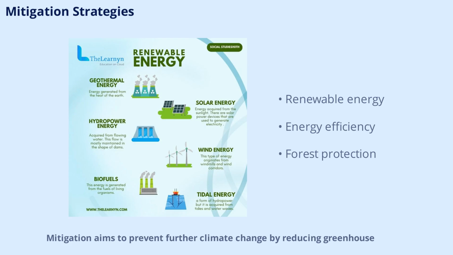Mitigation aims to prevent further climate change by reducing greenhouse gas emissions and increasing the planet's capacity to absorb these gases. This can be done by switching to renewable energy sources, improving energy efficiency, protecting forests, and promoting sustainable land use. For example, using solar, wind, or hydropower instead of fossil fuels helps cut emissions and slow global warming.